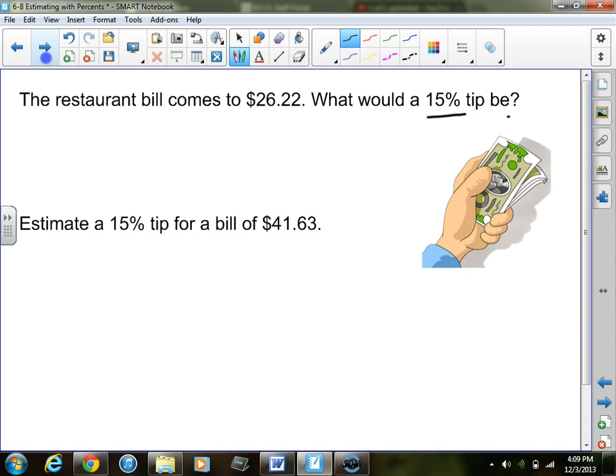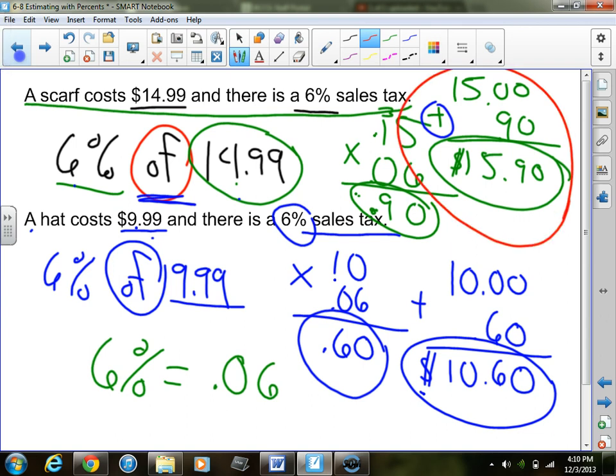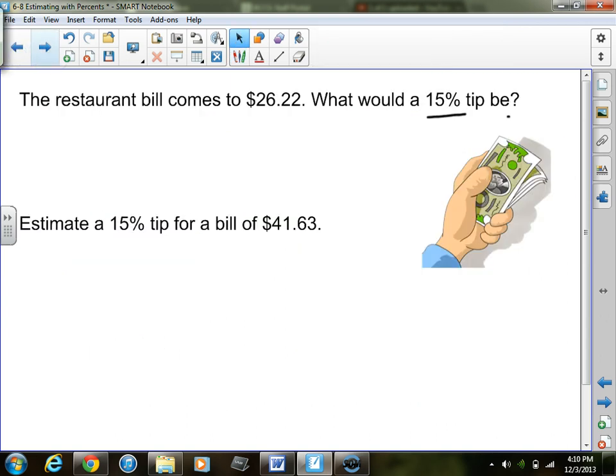Now the nice thing is, it's not actually asking you the total cost. It's not saying how much would the total bill be. So we don't actually have to do this back here. Remember we did this additional part right there; we had to add it to find the total cost. We're not actually looking for the total cost this time. We're just trying to find the actual tip.